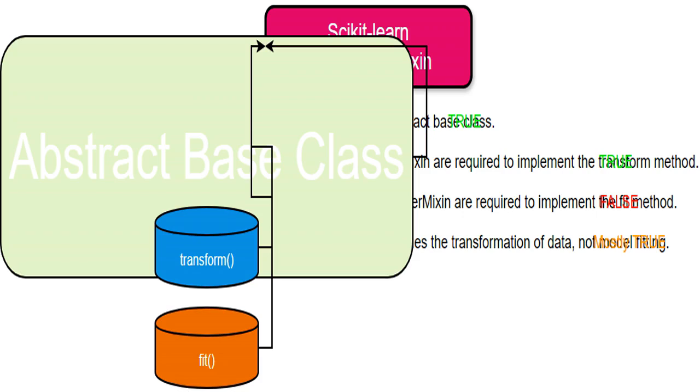Scikit-learn's TransformerMixin is an abstract base class. This means it defines a blueprint or a common interface for other classes to follow, but you can't directly use it to create objects. It's like a template for building specific transformers.